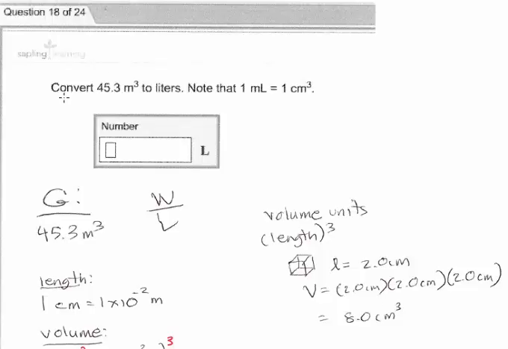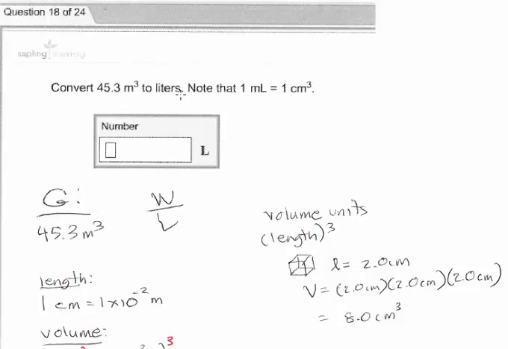So if we look at this question, we're asked to convert 45.3 cubic meters to liters, and we're also told that 1 milliliter is equal to 1 cubic centimeter. So before we go any further, I just want to go over the relationship between length and volume units.